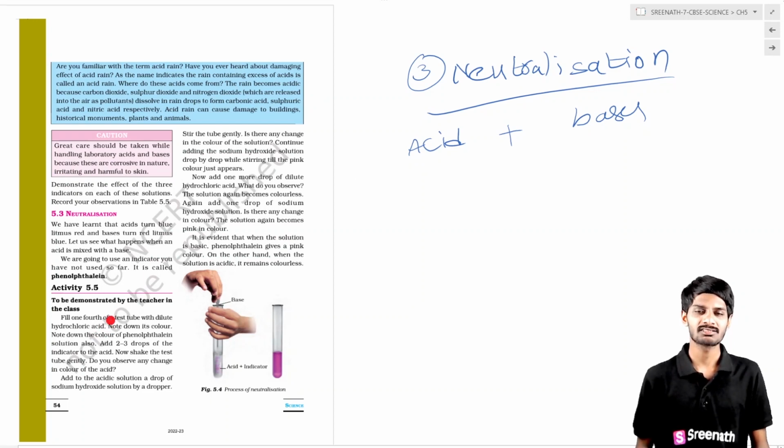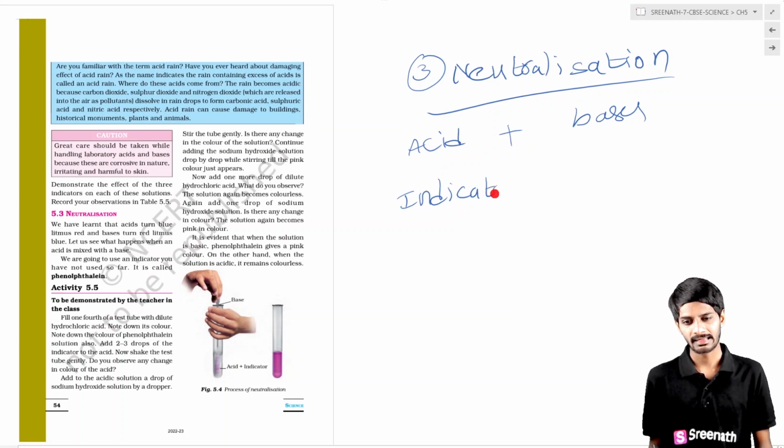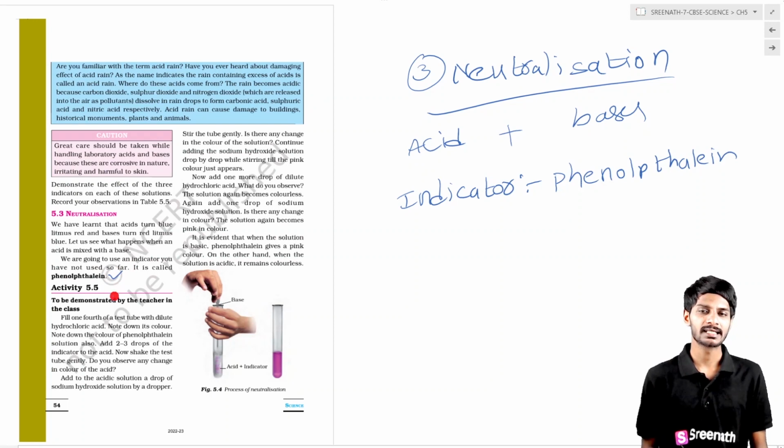In this activity we are using an indicator which we have not discussed earlier. The indicator is phenolphthalein indicator. What is it called? Phenolphthalein indicator. This is the indicator we are going to use now.